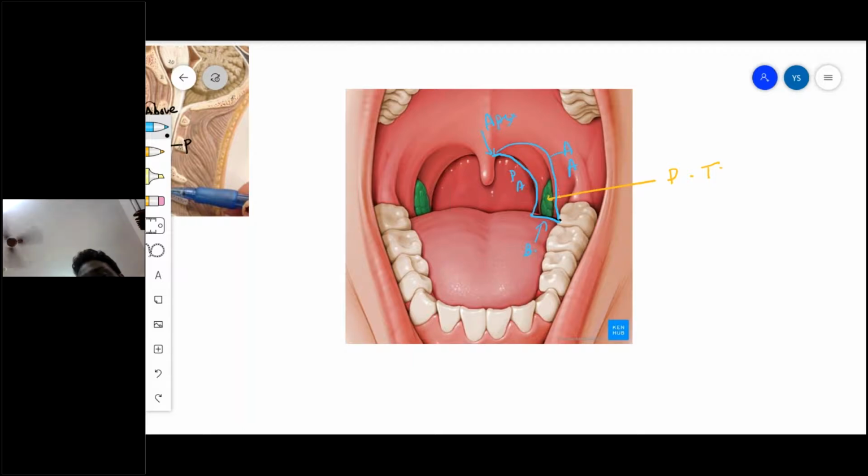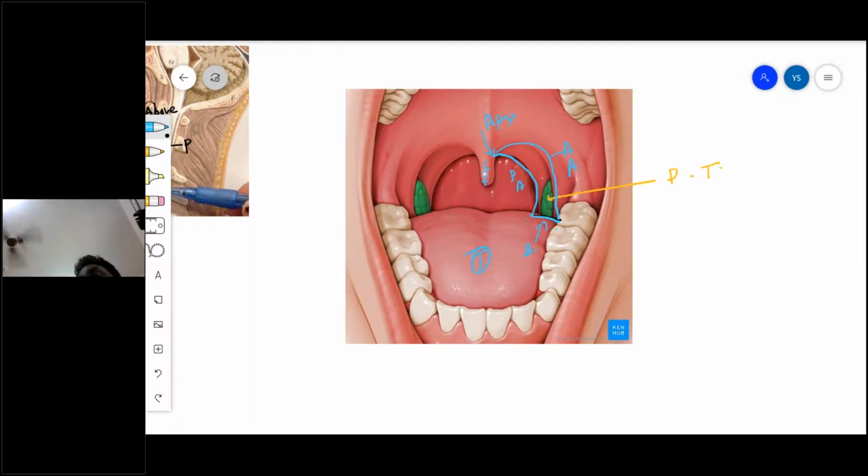It is triangular in shape. If you see the boundaries of the tonsillar fossa, base is formed by the dorsal one-third of the tongue, apex at the soft palate. In the picture you can see it very clearly. Apex at the soft palate. So anterior arch is formed by the palatoglossal arch. Posterior arch is formed by the palatopharyngeal fold.